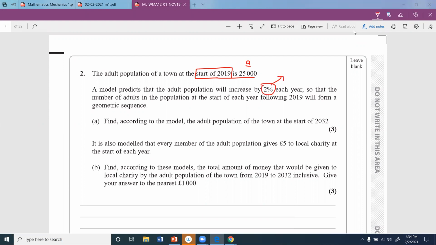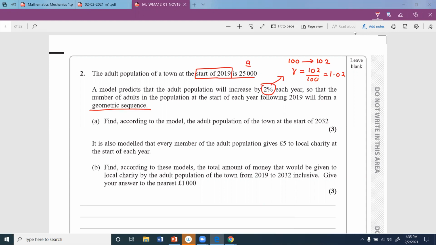How do we get the common ratio from 2%? If the initial is 100 and you increase by 2%, it will turn out to be 102. So we can find the common ratio: 102 divided by 100, the common ratio is 1.02. Just keep that in mind. That's a way of understanding this kind of question. The model says the population at the start of each year following 2019 will form a geometric sequence. No need to work this out, it is given, no need to say again that it's geometric.